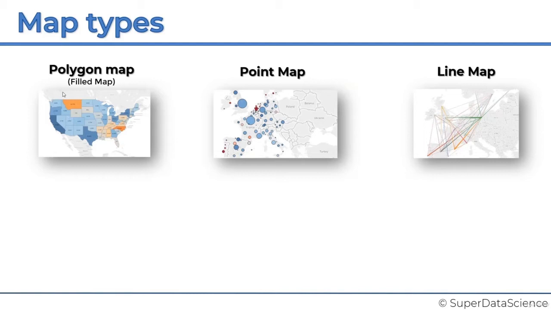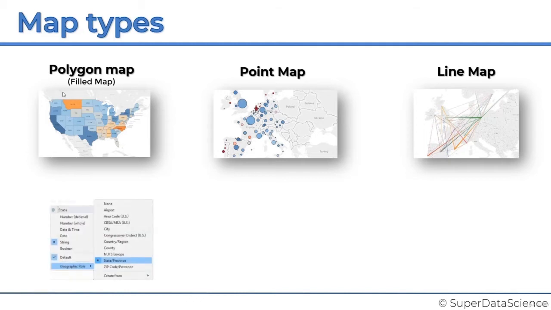Then we also have a point map, where we actually use the latitude and longitude points within a map to point out where certain things are located, and we can enrich that obviously with our dimensions and measures in terms of color and sizing and a few other attributes. Lastly, we have the line map, which connects different points on your map to be able to show direction or actual distances between points on your map.